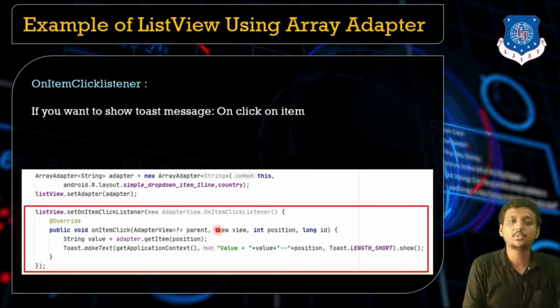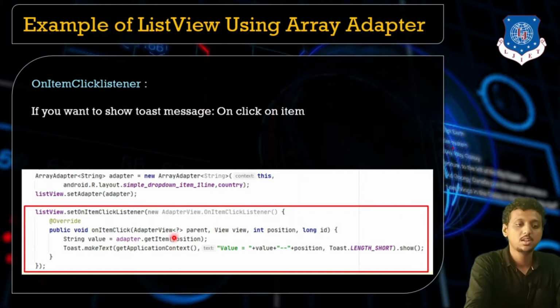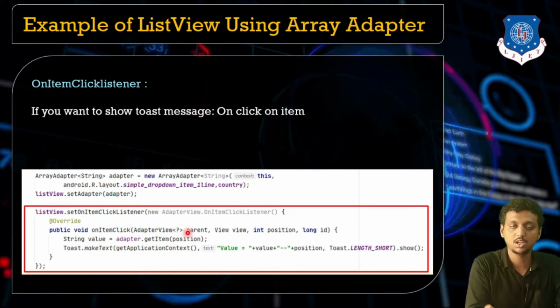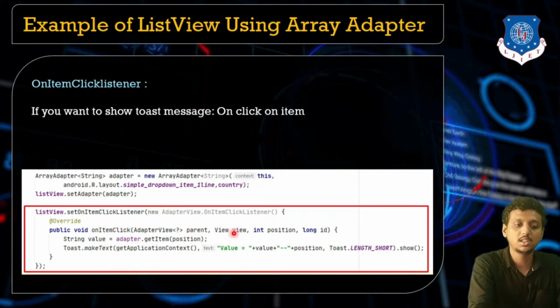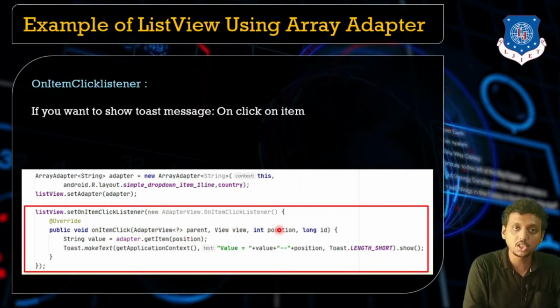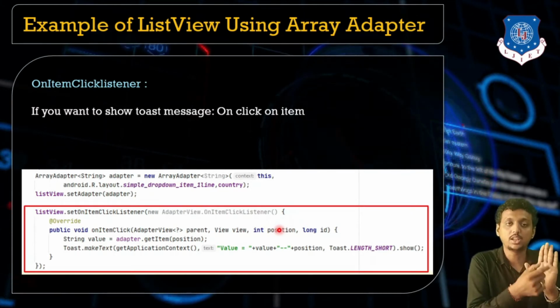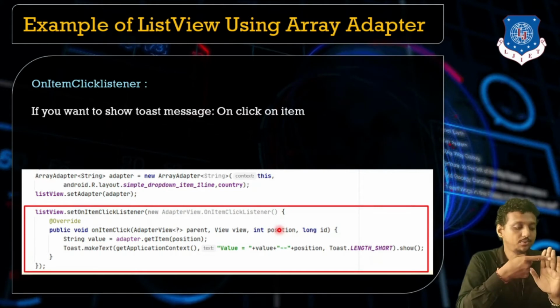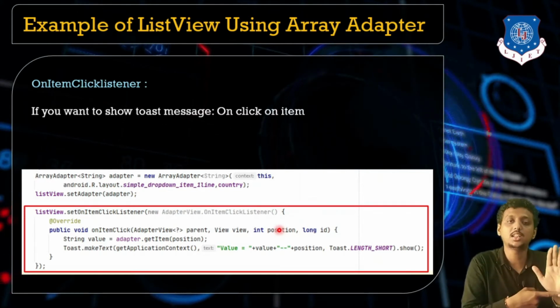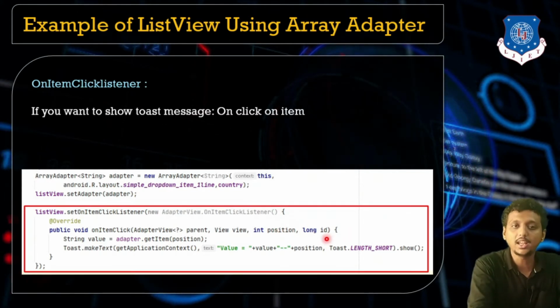See, here we have four different arguments. The first one is the adapter view, which is considered the parent. The second one is the view object. The third one is the position, the position value of the item. The first is 1, then 2, then 3, and then 4. The last one is the ID.